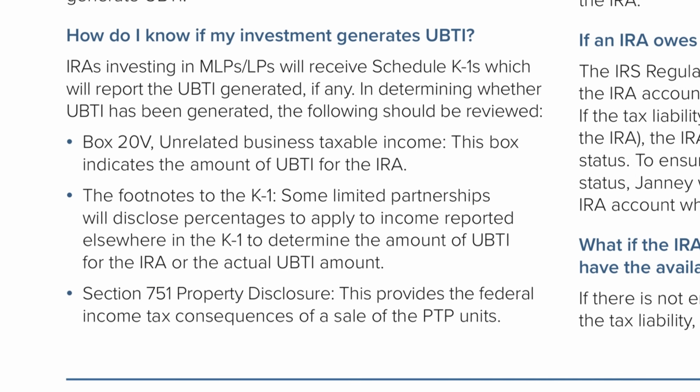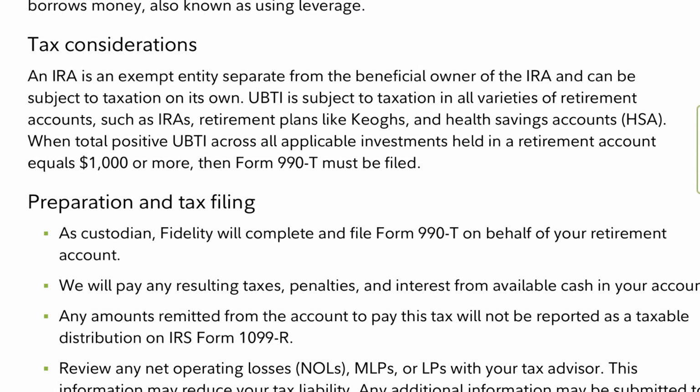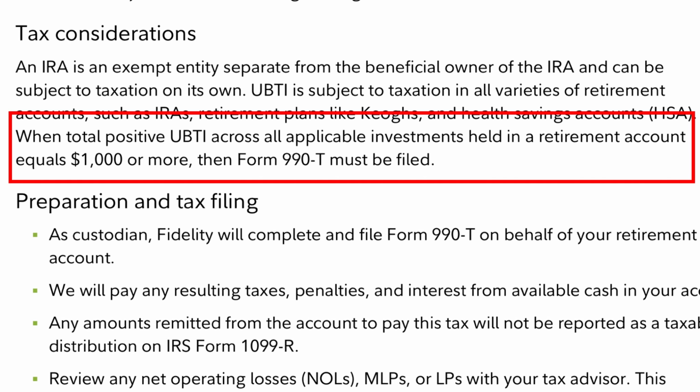But parts of the distribution could be known as UTBI, or unrelated taxable business income, and that amount, as long as it does not exceed $1,000, is not taxable. But if you receive more than $1,000 in UTBI in your IRA or retirement account, then you have to file a different tax form and you may have to pay taxes on that amount of income. If it's over $1,000, you may have to pay taxes on that amount now as opposed to in the future. If you have further questions on that, please see your tax advisor.